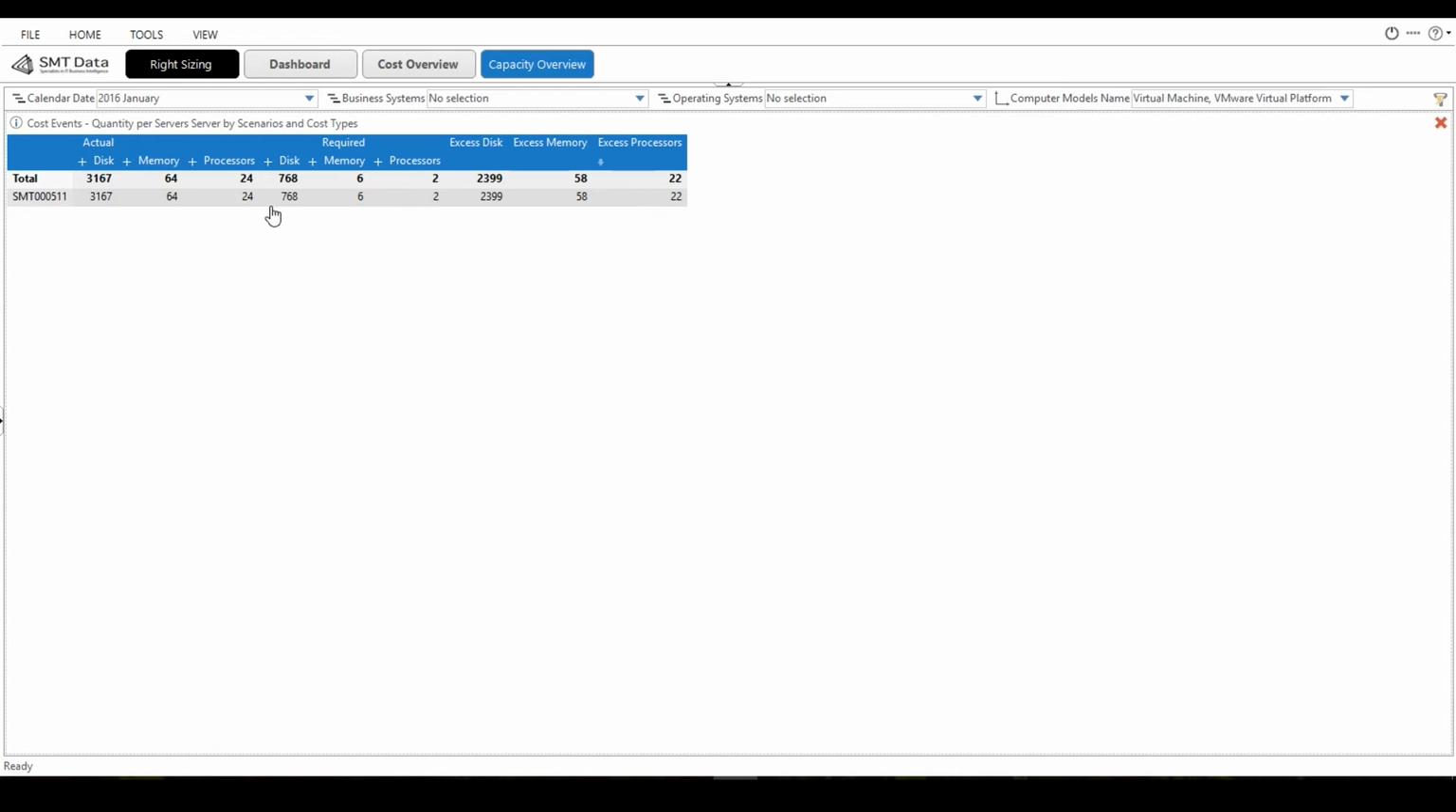So on this particular server, for example, it has 24 cores. We see, based on the workload, it could easily run with 2 cores. That would be a savings of 22 cores.